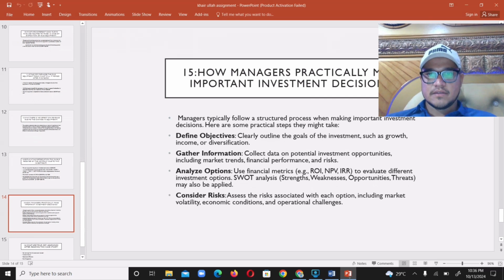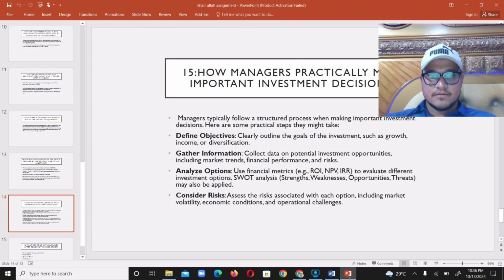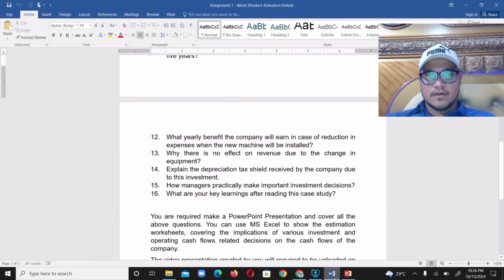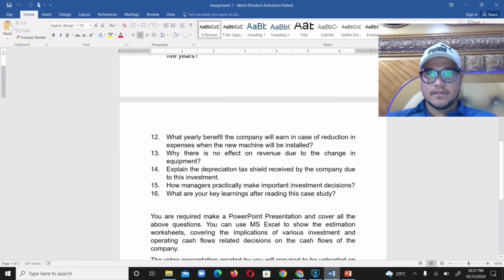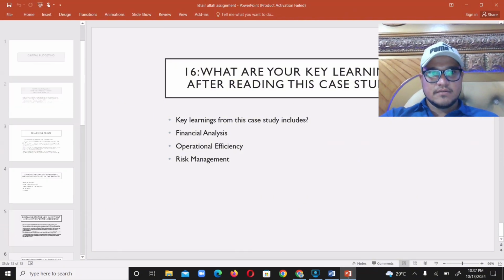Question number 15. How do managers practically make important investment decisions? Here are some practical steps they might take: define objectives, gather information, analyze options, consider risks. Question number 16. What are your key learnings after reading this case study? Financial analysis, operational efficiency, risk management, of course. Here we end this case study.